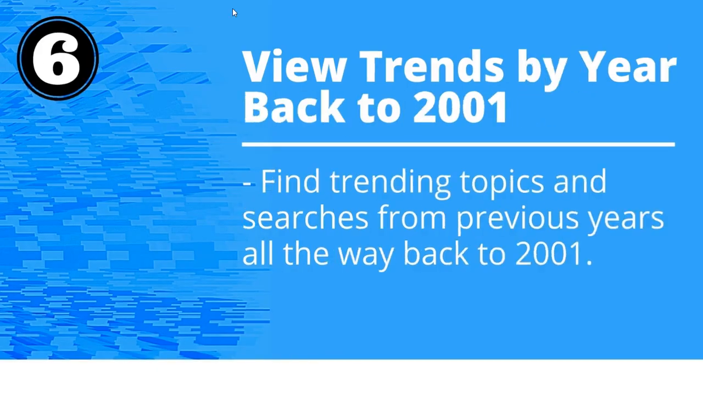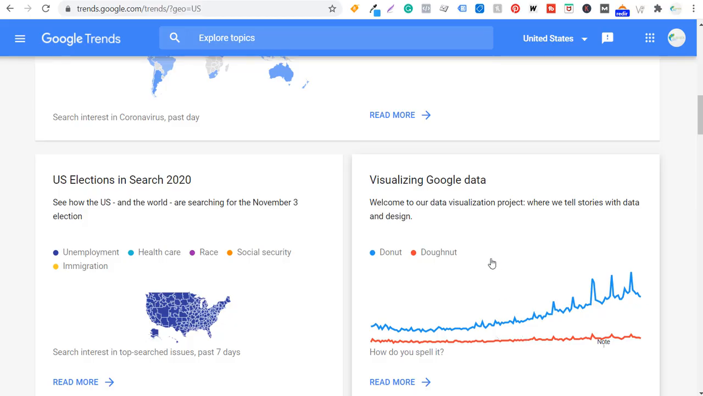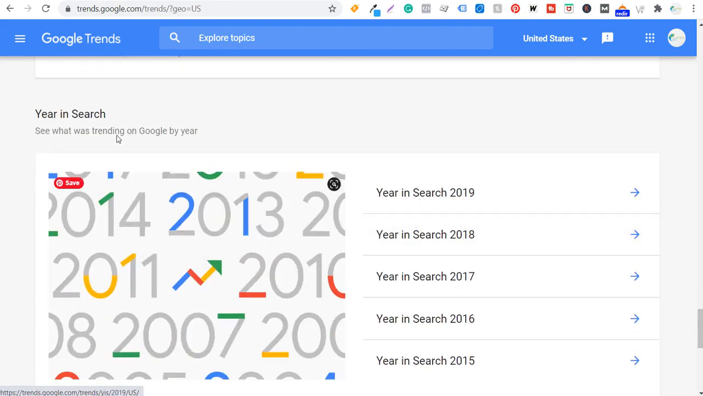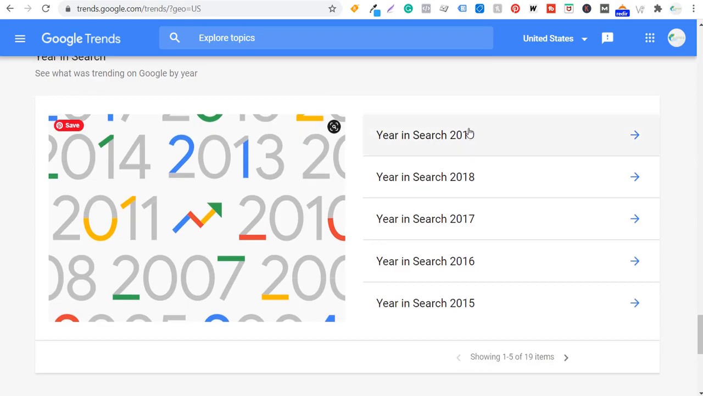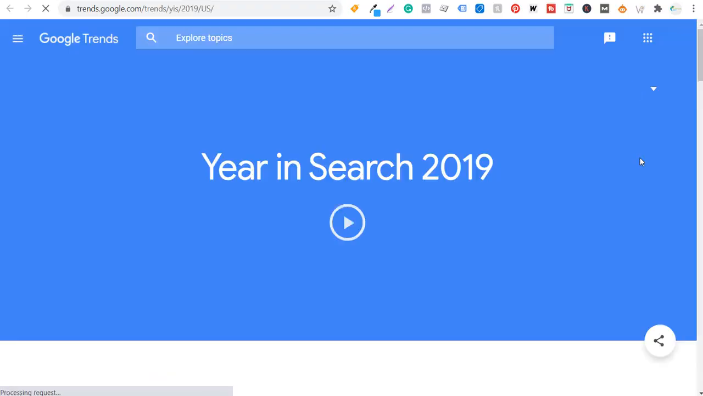Okay, so we're going to come down to number 6, view trends by year back to 2001. If you want to get nostalgic, this is one way to do it. You're also, again, going to see a lot of bad news when you go back to some of the older years. So if we come back over and scroll to the bottom, you're going to see here they have year in search, see what was trending on Google by year. So, year in search 2019, let's just look at last year.